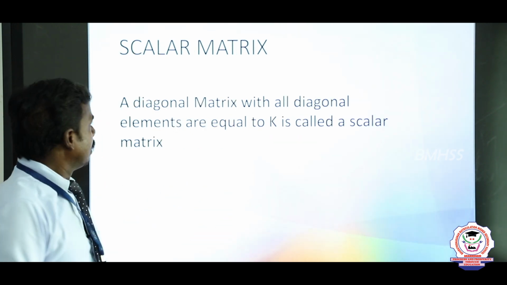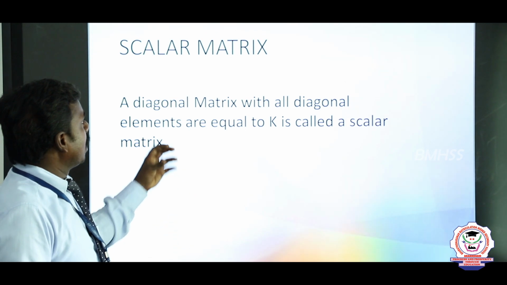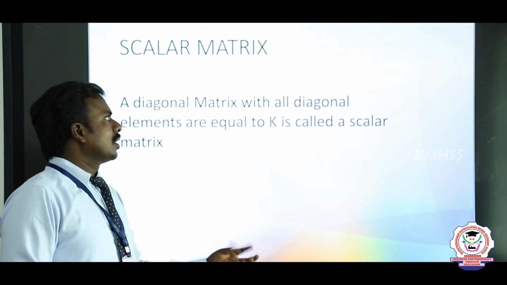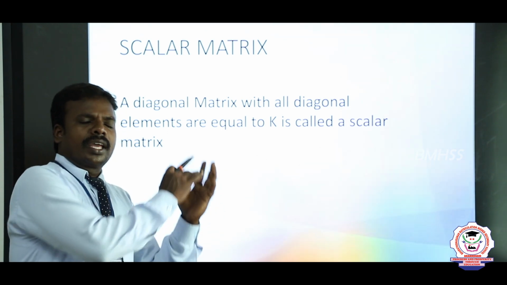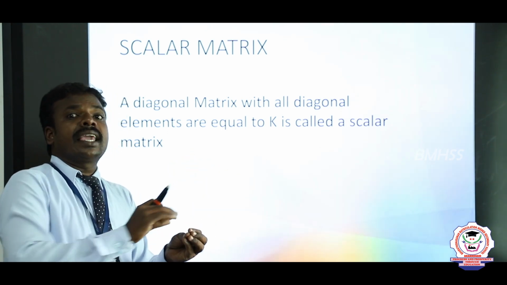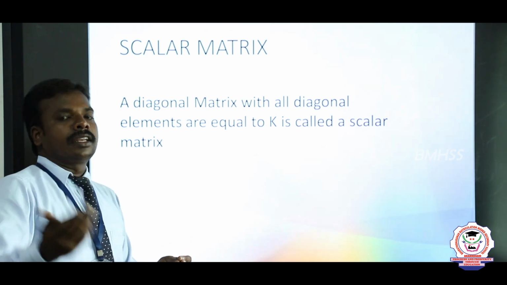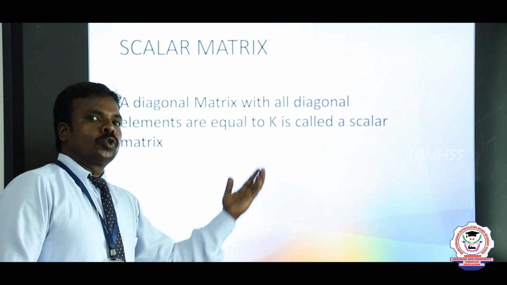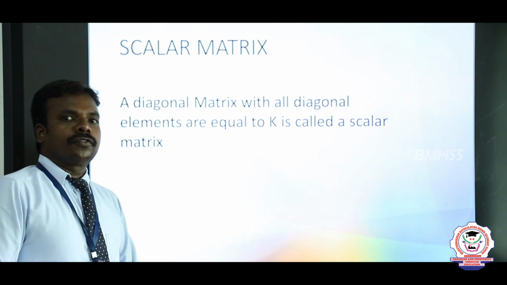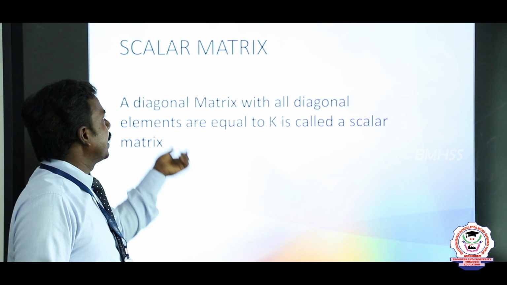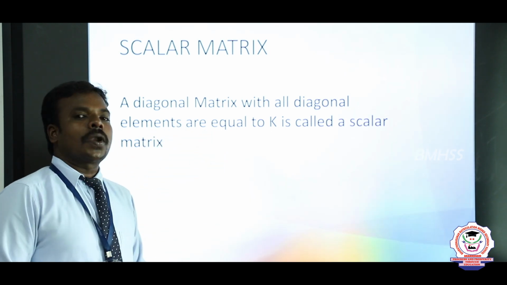Scalar matrix. A diagonal matrix with all diagonal elements equal to k, that is a constant. The leading diagonal values should be the same value, except 1. If you get 1, that is the identity matrix. It may be 2, 2, 2, then 3, 3, 3, then 4, 4, 4, and it goes on. The same elements in the leading diagonal is called a scalar matrix.